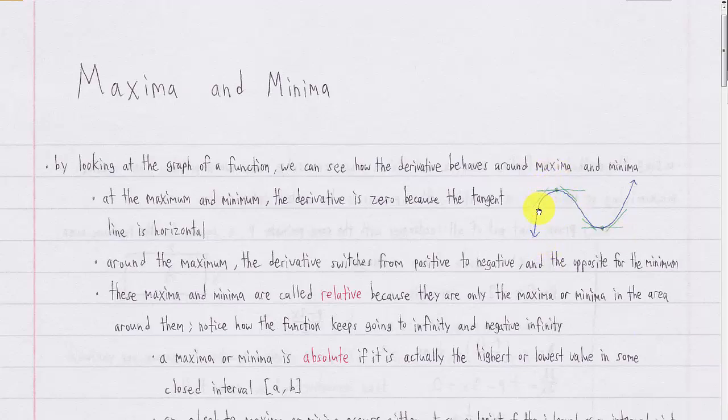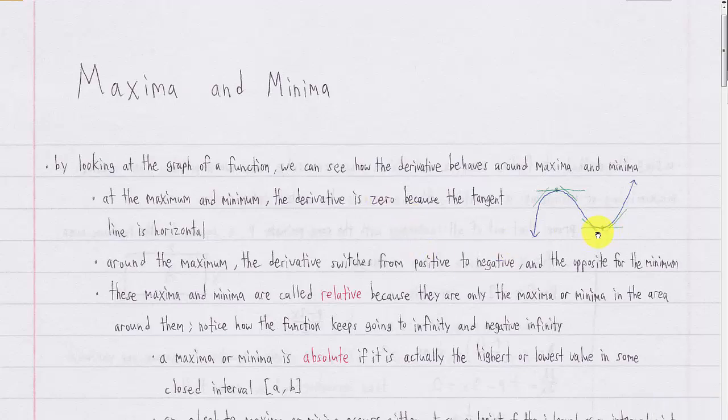Before this maximum point, the derivative is positive because the graph is climbing up. So the slope of these tangent lines is positive before the maximum point. And then at the maximum, it's equal to 0. And then afterwards, the graph starts going down, so the derivative switches to negative.